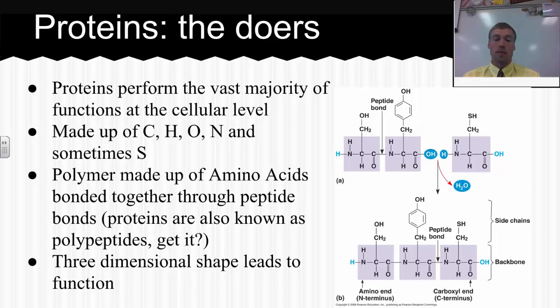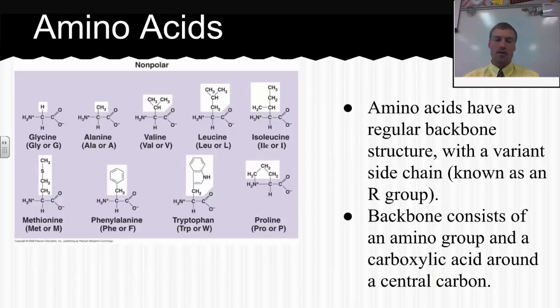Proteins are polymers, and they're made up of amino acids. They're created using a dehydration synthesis reaction, just like we've seen before. And they are put together through what is known as a peptide bond. That's an important thing to remember. That peptide bond is what gives proteins their official name, which is polypeptides, because you're stringing together many peptides. They have a three-dimensional shape that helps lead to their function.